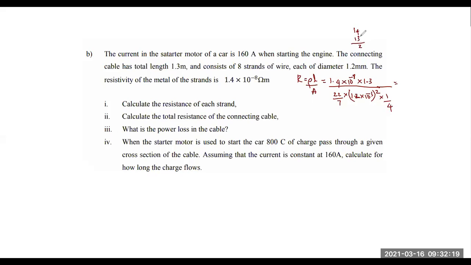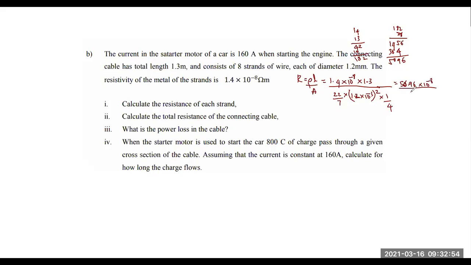14 to 1 balance 4. That is 182. 1.82. And you have to multiply that by this 7 into 4 goes up 28. So 182 into 28. I'm getting 50.96 into 10 to the power minus 8.